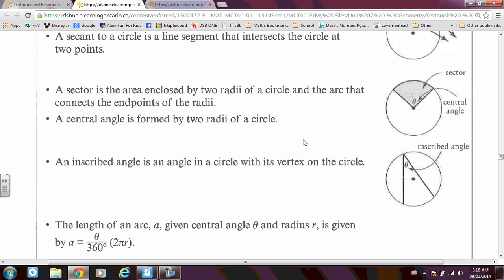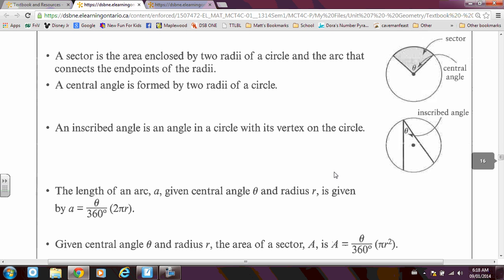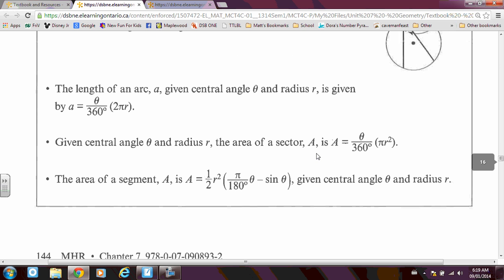Okay, so basically, yeah, that has to be actually on the edge of the circle, but I guess that's what I said with the chords.